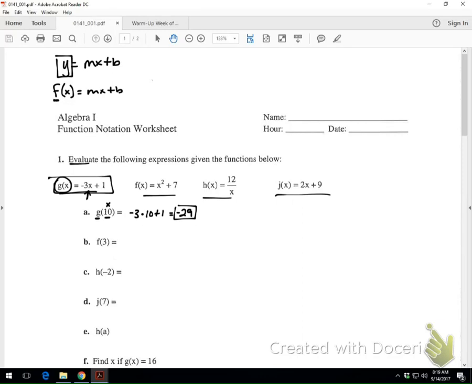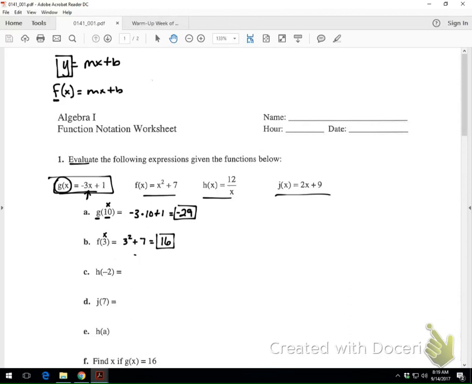Okay, so f of 3. There's actually supposed to be an x above that 3, so we're going to plug that 3 into the x, right? So I get 3 squared plus 7. What is 3 squared plus 7? 16. Does this make perfect sense? Okay.